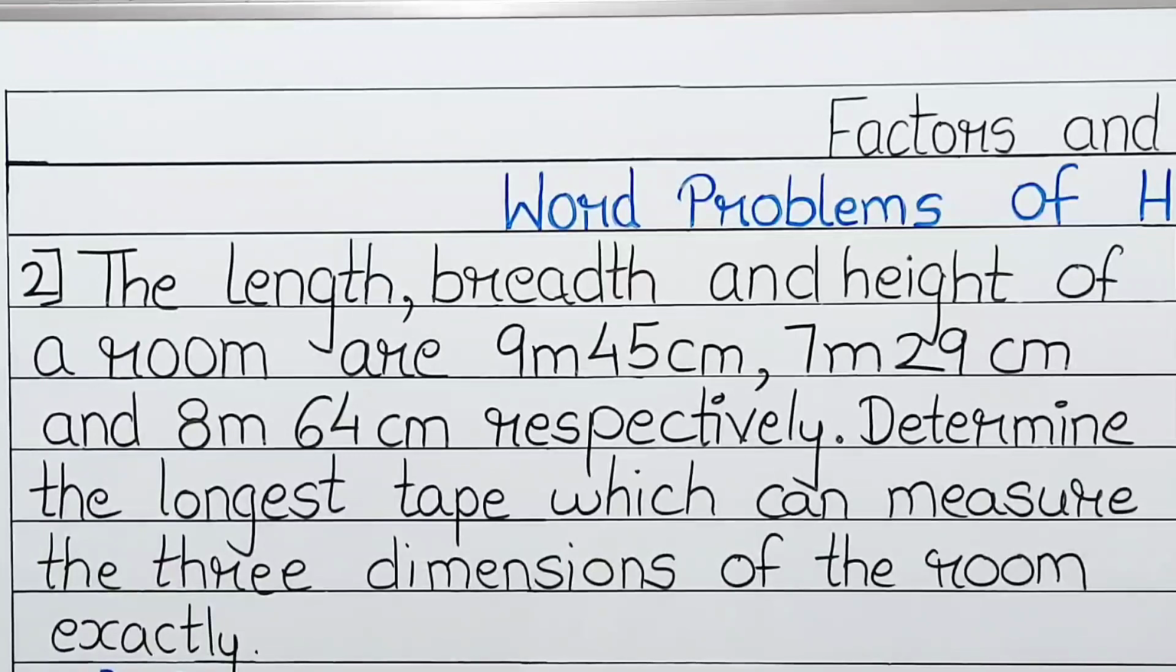Now I will read the second sum. The length, breadth and height of a room are 9 meter 45 centimeters, 7 meter 29 centimeters and 8 meter 64 centimeters respectively. Determine the longest tape which can measure the 3 dimensions of the room exactly.